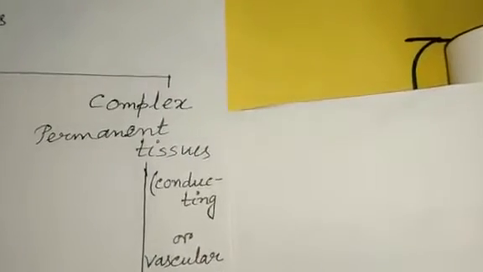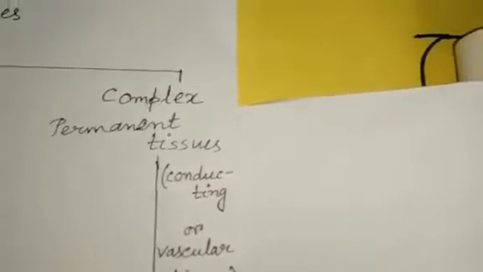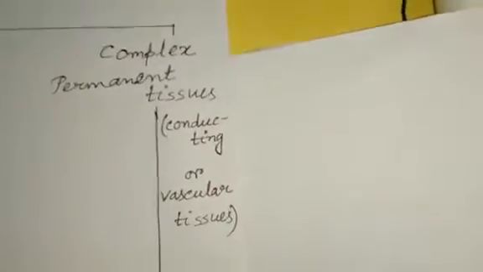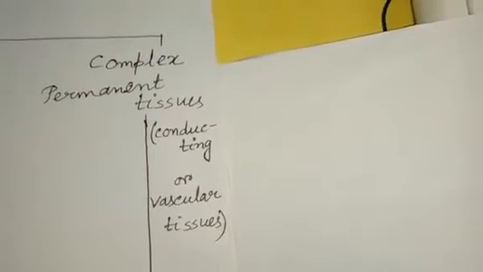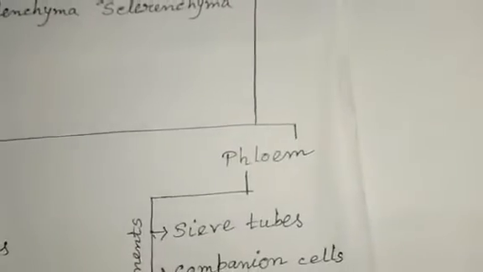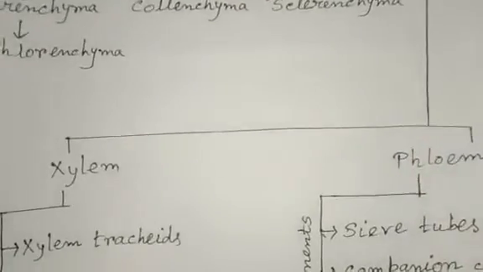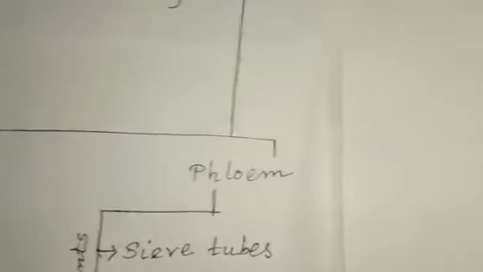Now coming to the next type of permanent tissue, that is complex permanent tissue. Complex permanent tissue is made up of more than one type of cells. It is called conducting tissue. Conducting tissue is also called vascular tissue as it is present within the vascular bundles. This vascular tissue is of two types, xylem and phloem. As they are parts of conducting tissue, the xylem conducts water and phloem conducts food.